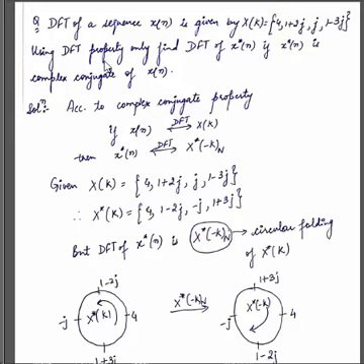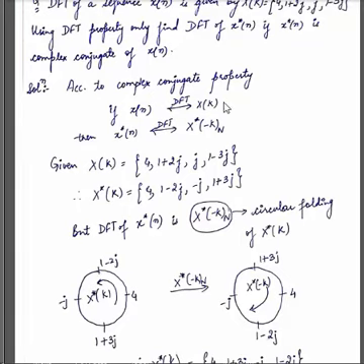Using DFT property, find the DFT of x conjugate n, where x conjugate n is the complex conjugate of x of n. Now, according to the complex conjugate property, if the DFT of x of n is X of k, then the DFT of x conjugate n is X conjugate of minus k, that is N-point DFT. In the question, X of k is given as 4, 1 plus 2j, j, 1 minus 3j, 4 samples.